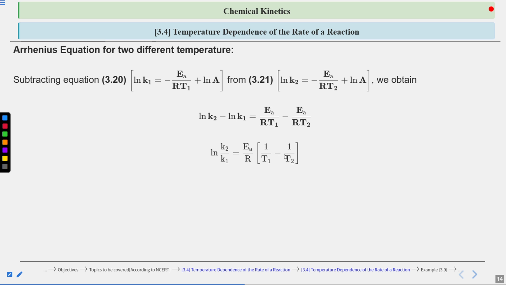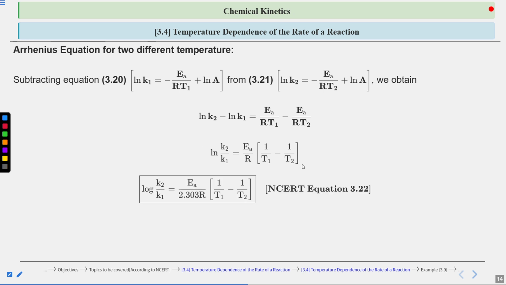So what we did is apply the log formula, that log A minus log B is log A by B. So ln K2 by K1 is equal to EA by R, which is a constant in both the terms of this reaction. When you take it as constant, the remaining thing goes in the bracket, which is 1 by T1 minus 1 by T2.